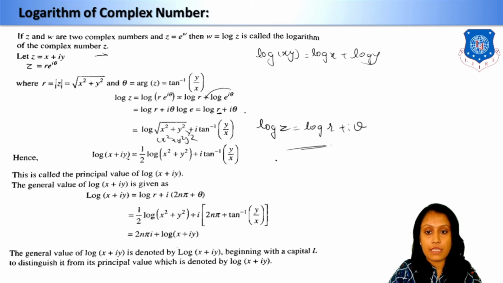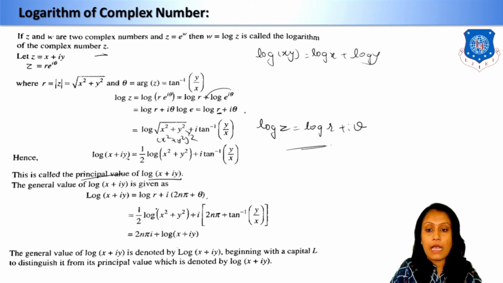You remember this formula as log z is equal to log r plus i theta, to solve the examples. Now this is called the principal value of log x plus iy. Now the general value of log x plus iy is given as capital L, that is log x plus iy is equal to log r plus i times 2 n pi plus theta. While writing the general value we have to add this 2 n pi.